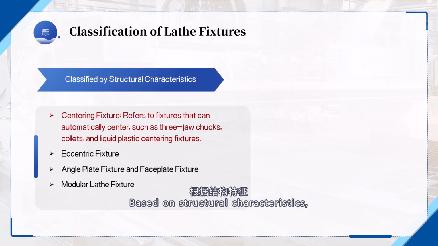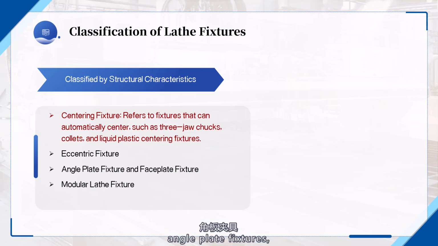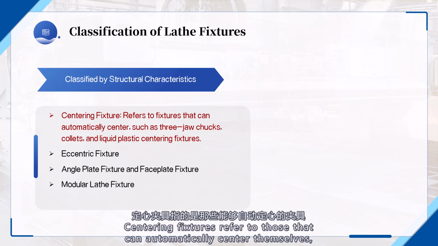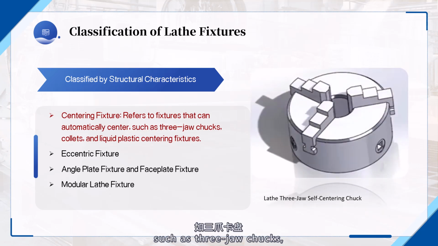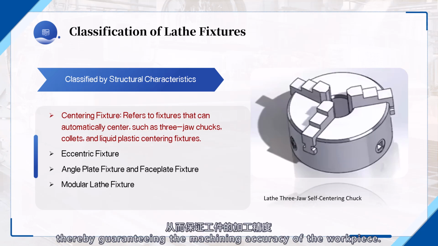Based on structural characteristics, lathe fixtures can be divided into centering fixtures, eccentric fixtures, angle plate fixtures, faceplate fixtures, modular lathe fixtures, and others. Centering fixtures refer to those that can automatically center themselves, such as 3-jaw chucks, spring collets, and liquid plastic centering fixtures. These fixtures ensure that the center of the workpiece coincides with the rotational center of the lathe spindle, thereby guaranteeing the machining accuracy of the workpiece.